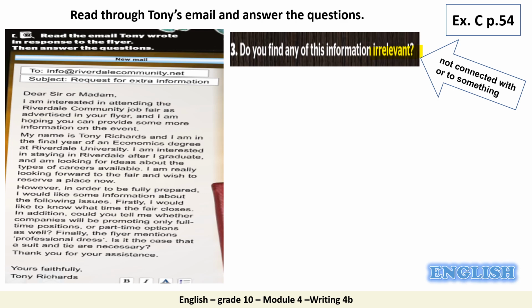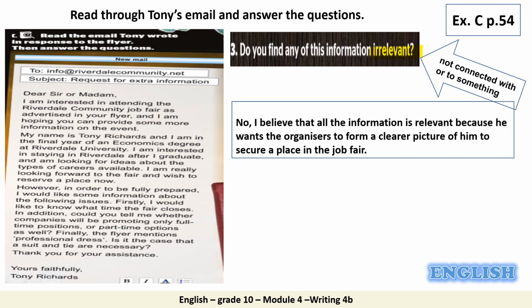The sample answer is, no, I believe that all the information is relevant because he wants the organizers to form a clearer picture of him to secure a place in the job fair. Any related answer to this example is correct.